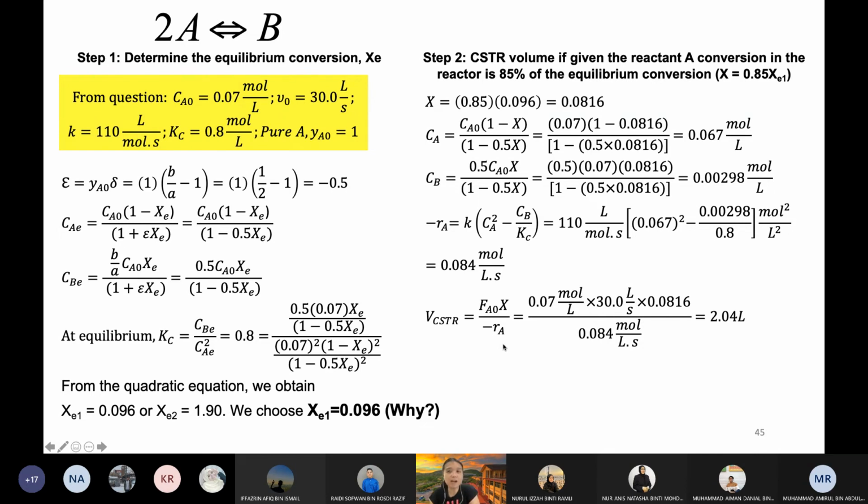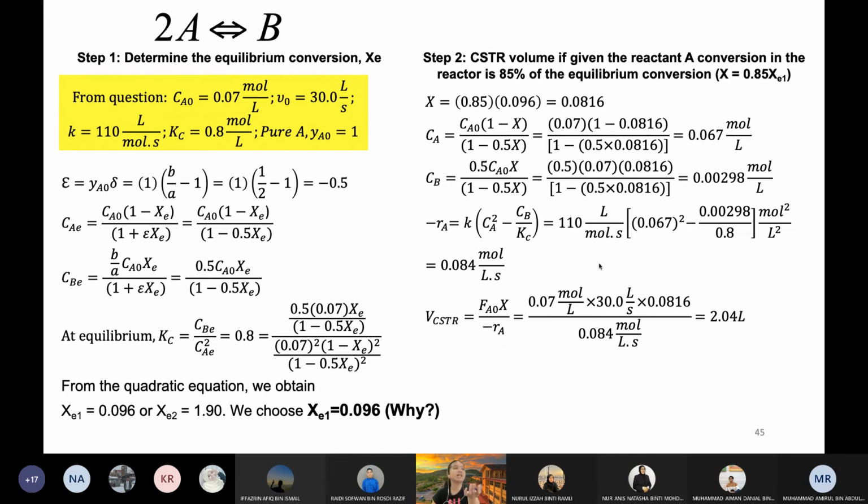Minus RA ni yang kamu kena faham. Kalau reversible, minus RA dia dah berlainan, dah tukar. Minus RA dia become, kalau elementary, reversible rate law. Minus RA equals to K in bracket, concentration of reactant, power stoichiometric coefficient, minus concentration of product, power stoichiometric coefficient, divided by Kc. So, kamu selesai dulu minus RA, kamu ganti dalam equation pun boleh. Sebenarnya adalah linear equation.